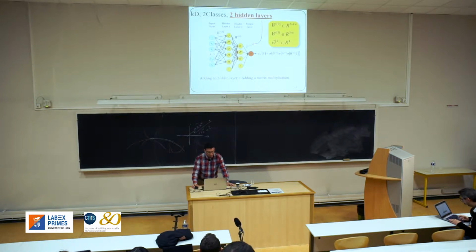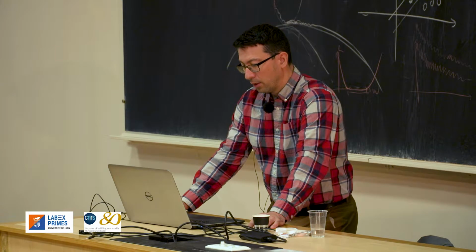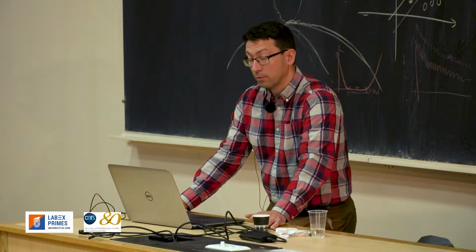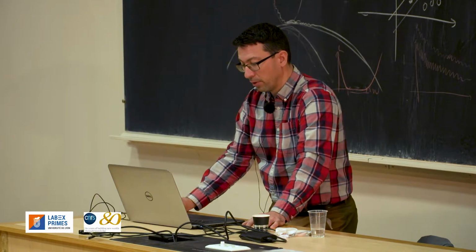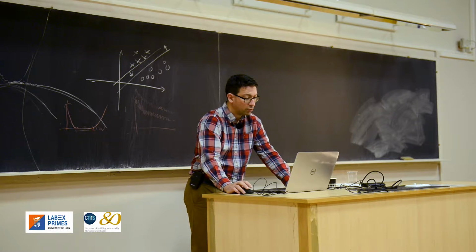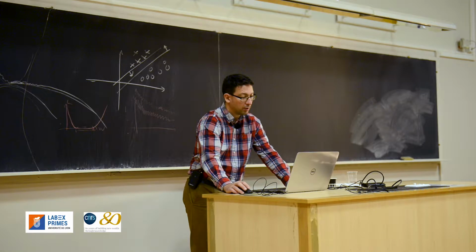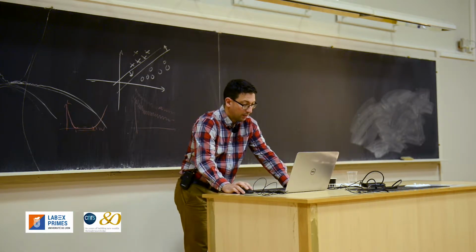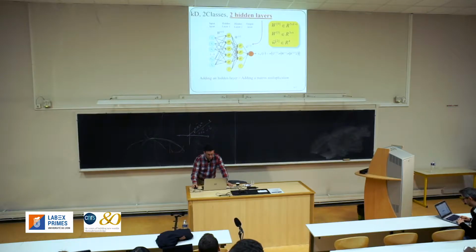Now I have 1, 2, 3, 4, 5, 6 neurons connected to 1, 2, 3 neurons, so between there and there, I have a matrix that is 3 times 6, so 18 parameters. And at the end, it's a two-class classification. I have an output neuron, okay, that is a sigmoid. That hasn't changed. And that output neuron is connected to these 4 neurons.